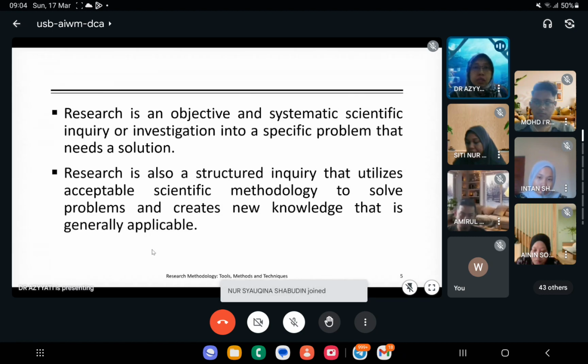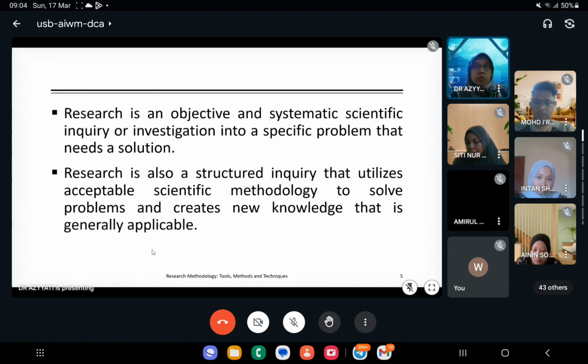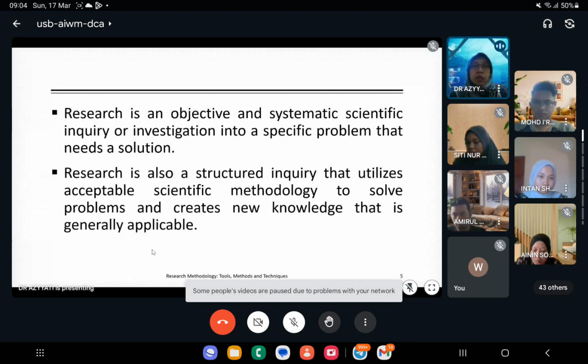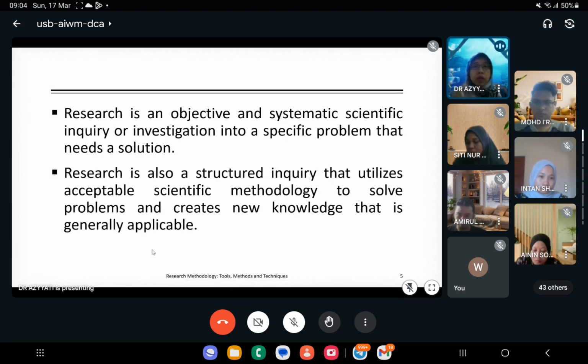But we are in social sciences, we are unable to think creatively about how to give a solution. No water, and then you would like to have water. No electricity, then we would like to have electricity, because we lack knowledge, we are not good in terms of knowledge. So research is also a structured inquiry that utilizes acceptable scientific methodology to solve problems and creates new knowledge that is generally applicable. One of your members mentioned the new knowledge. Yes, we like to create knowledge, right?